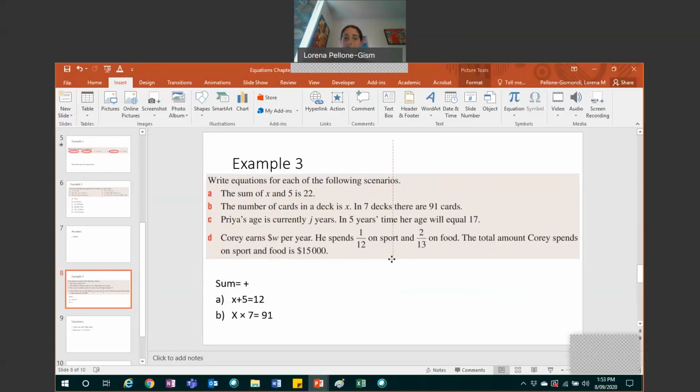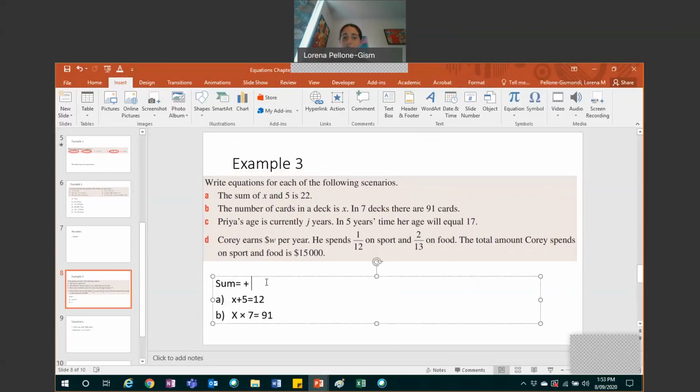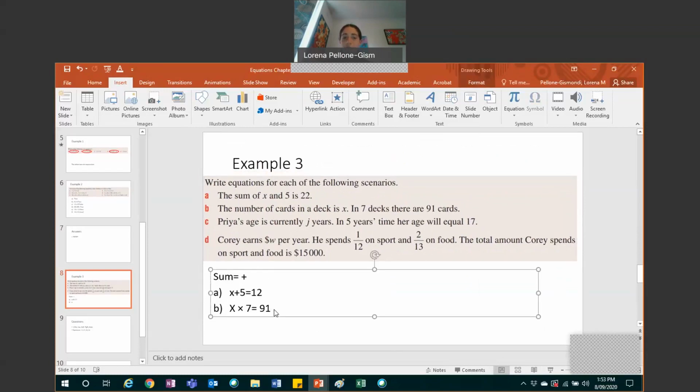They're getting harder. Okay. Prior's age is currently J years. In 5 years' time, her age will equal 17. So her age is currently J. In 5 years' time, it means it'll be J plus 5 equals 17.